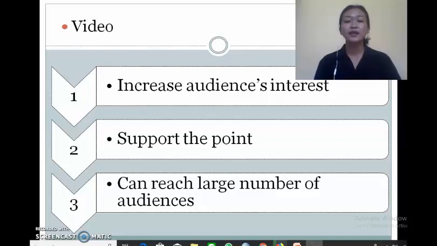The next types of visual aids will be explained by Angga, Dudi. Thank you.